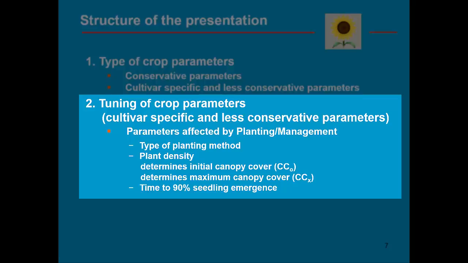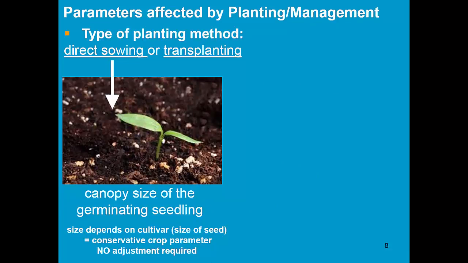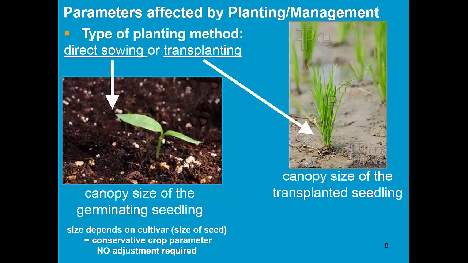These are type of planting method, plant density, and time to 90% seedling emergence. The type of planting method can be direct sowing or transplanting. If we have direct sowing, then the size of the canopy of the germinating seedling is known by AquaCrop. It is a conservative crop parameter. When a crop is transplanted, the size of the transplanting seedling depends on the time it spends in the nursery, so we have to specify what is the size of the seedling in case of transplanting.